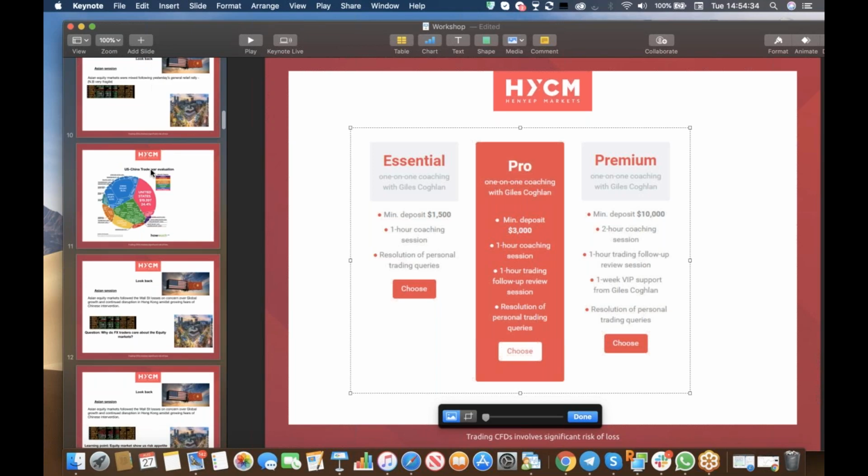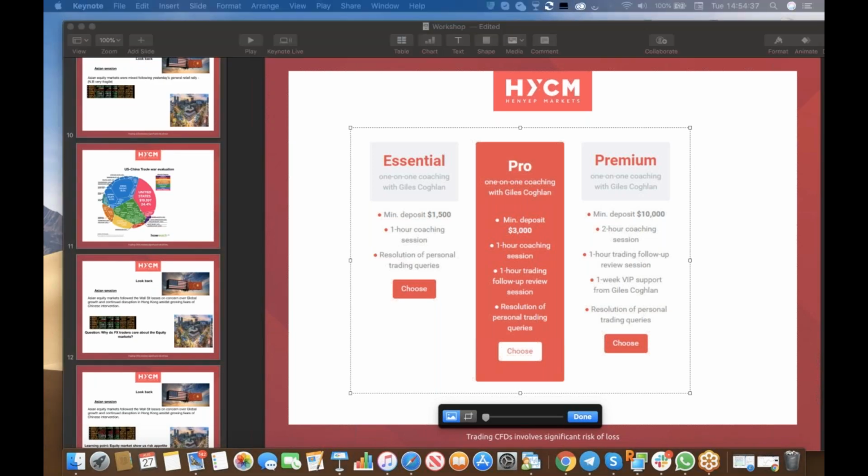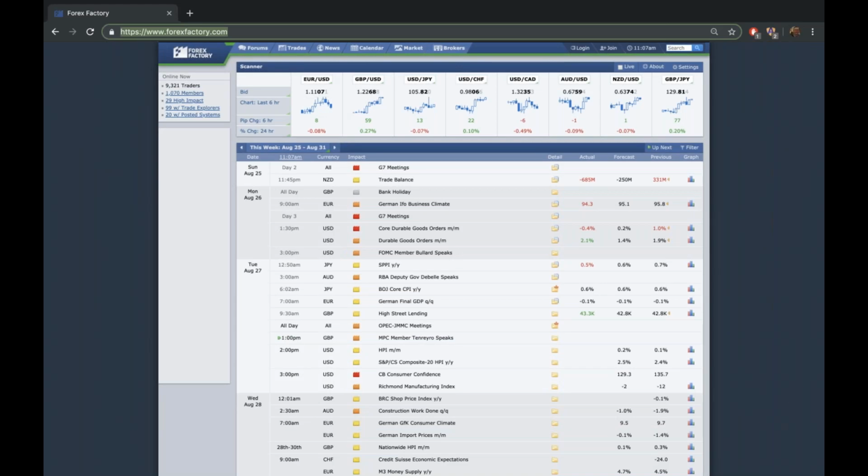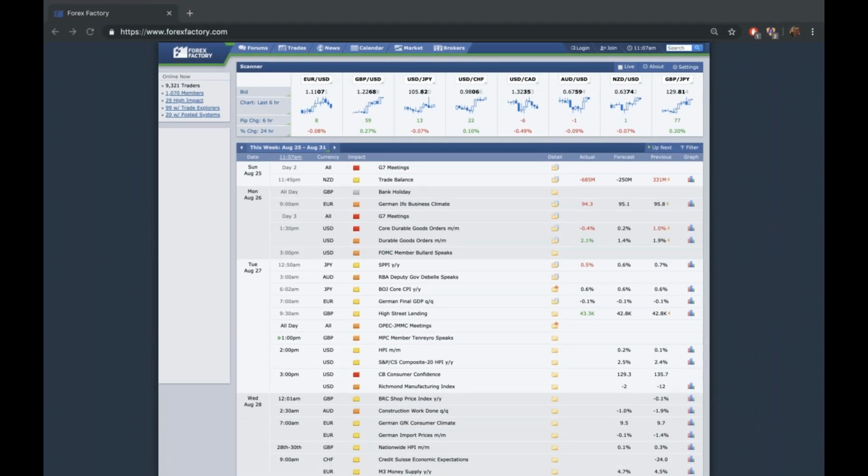Now we want to quickly cover looking ahead, using the FX calendar to look ahead. Now here we go. So here's a calendar that you can use. I'm just going to put that through to you here. Okay, so this is a calendar that you guys can use.